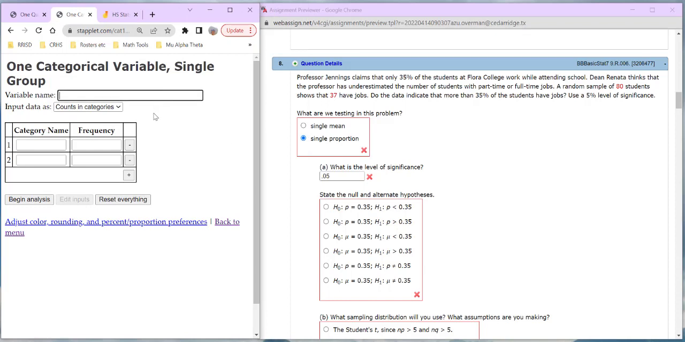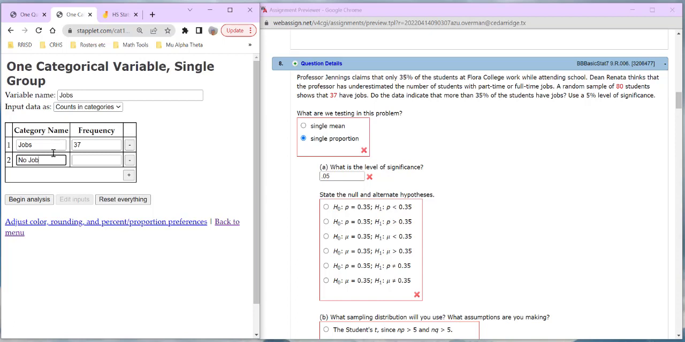In this case, we're looking at jobs. Did I say jobs? I sure did. Jobs. And we have a random sample of 80. Can't use that, that's the total. Okay, 37 do have jobs, and then I'm going to say the rest don't have jobs. No job.